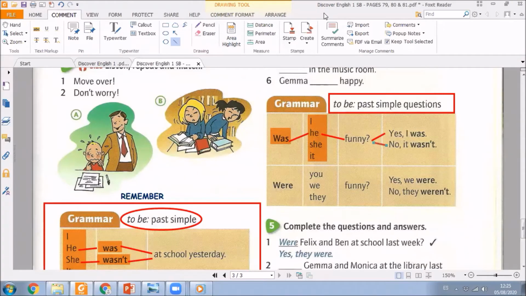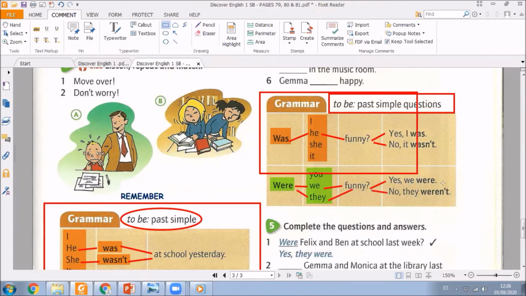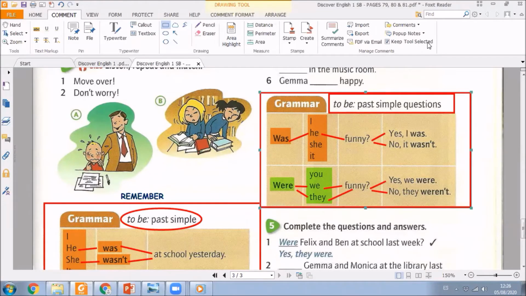Then, if we use these subjects, you, we, or they, we have to use the verb were, all right? So we can say, for example, were we funny? And the answer could be, yes, we were. Or were they funny? No, they weren't, all right? This chart is very important too, okay? So you must remember this one.